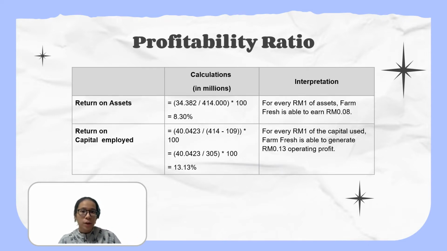In this slide, we are going to look at the return on assets and return on capital employed ratio. As for return on assets, we have obtained a value of 8.3%, which means that for every RM1 of assets, Farm Fresh is able to earn 8 cents. As for return on capital employed, we have obtained 13.13%. For every RM1 of capital used, Farm Fresh is able to generate 13 cents of operating profit.